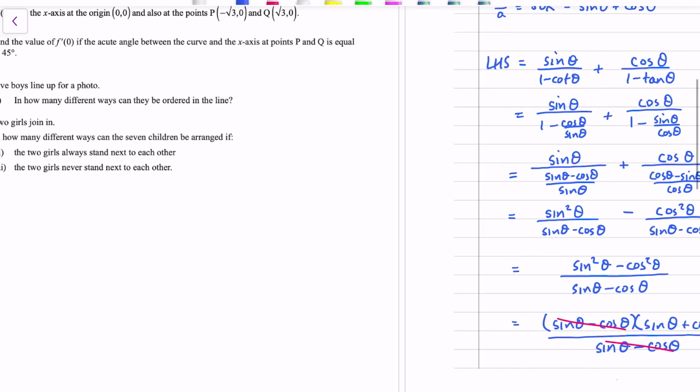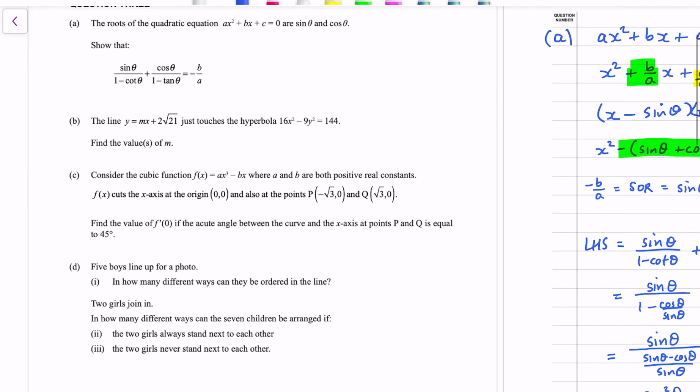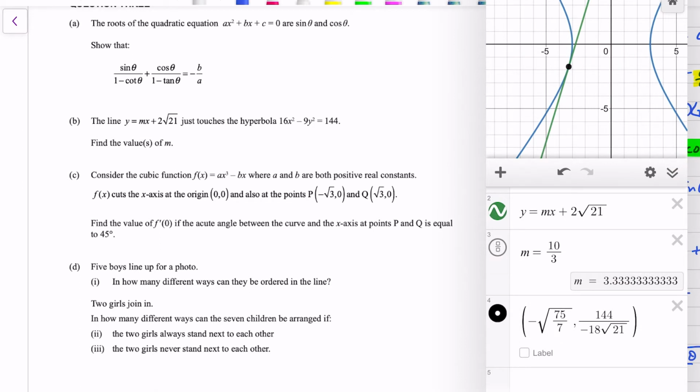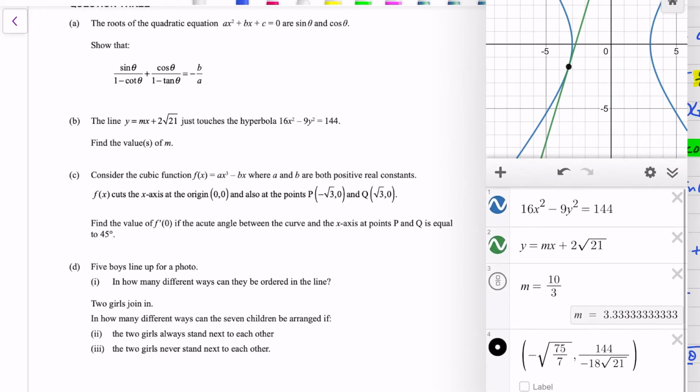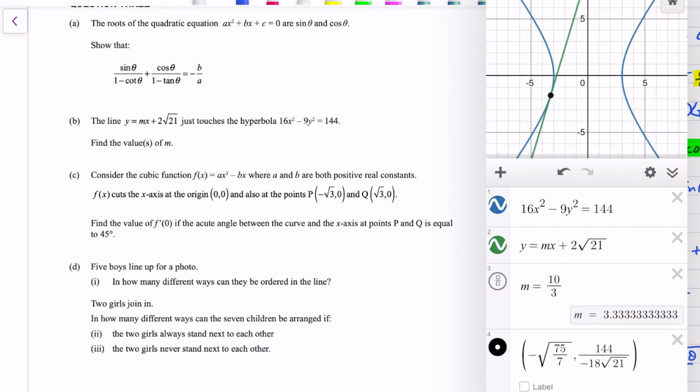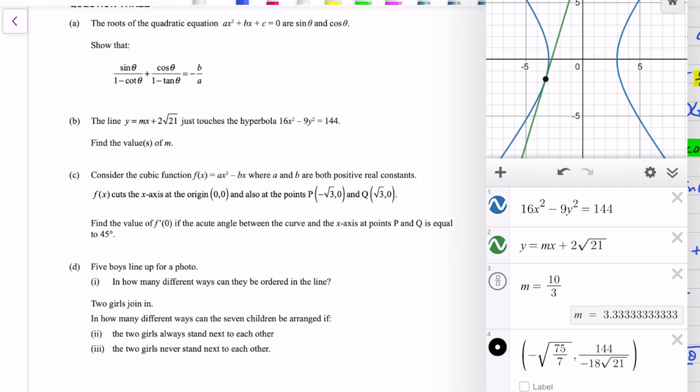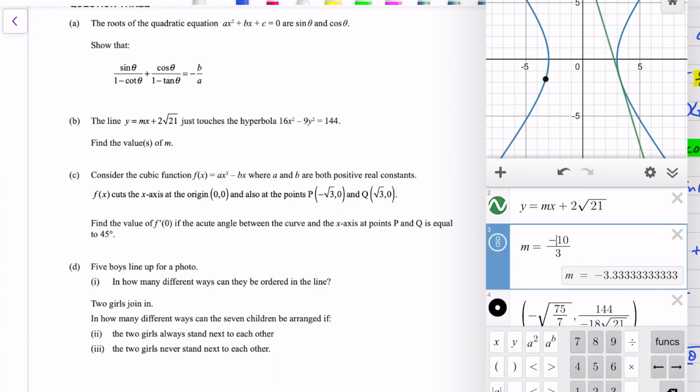Okay, part B, we're going to look at it in 2 different ways. The first is way easier than the second, but you can actually use calculus to solve this problem. We're going to look first at the discriminant. So if we have, just bring up a Desmos graph first. I've already prepared this one. So you can see there that the hyperbola is in blue, the line is in green, and the answer is 10/3. That's where the line is tangent, or minus 10/3 on the other side.